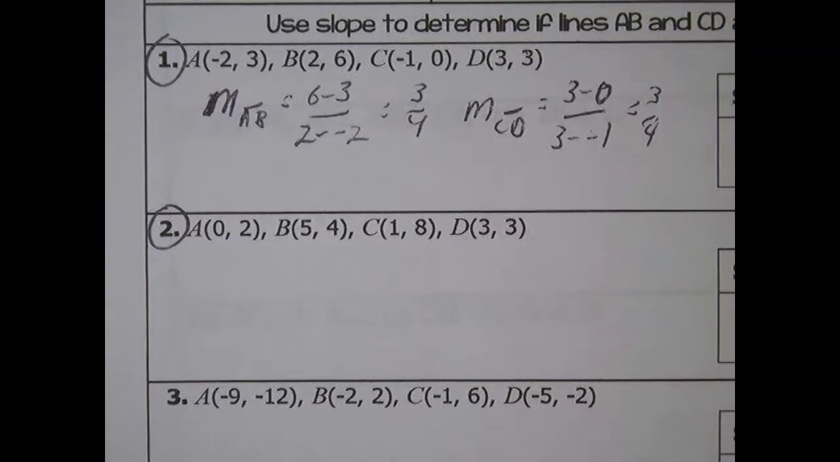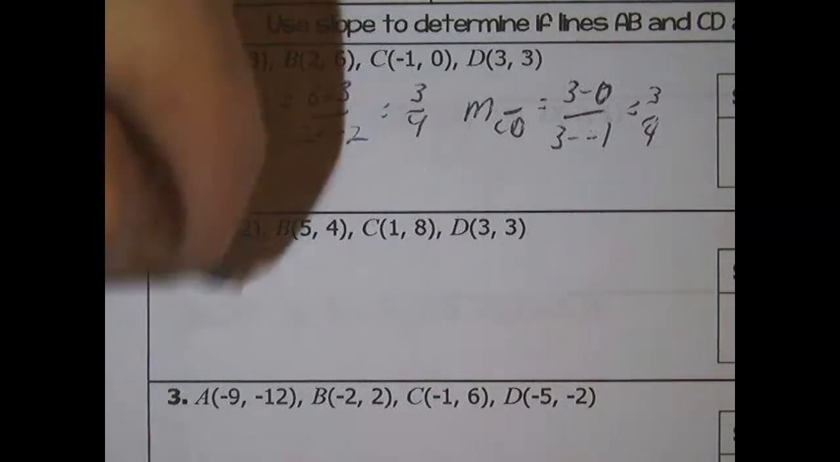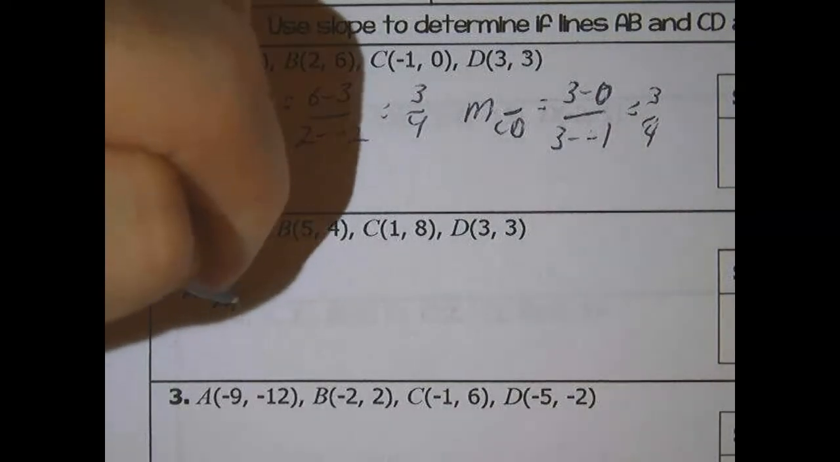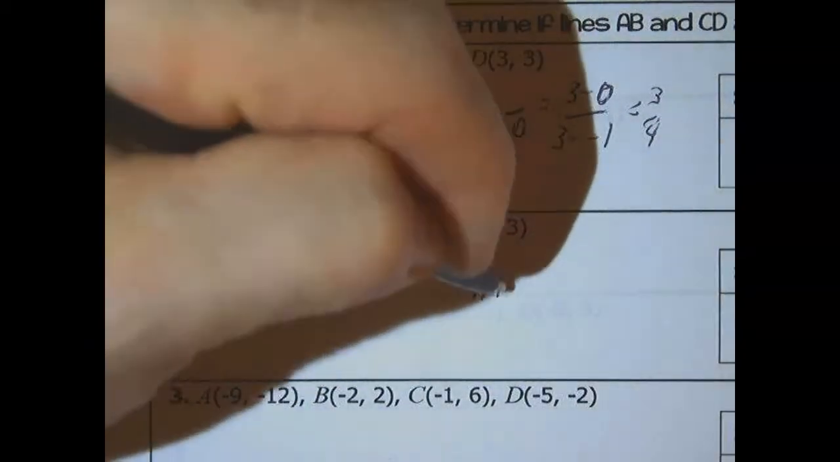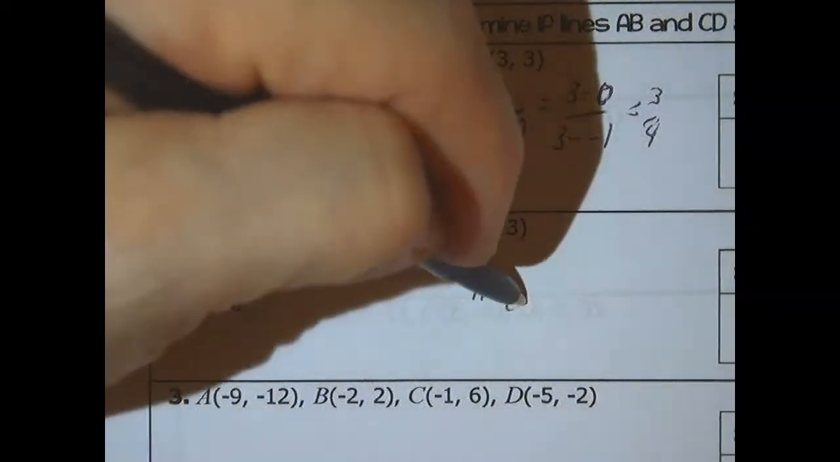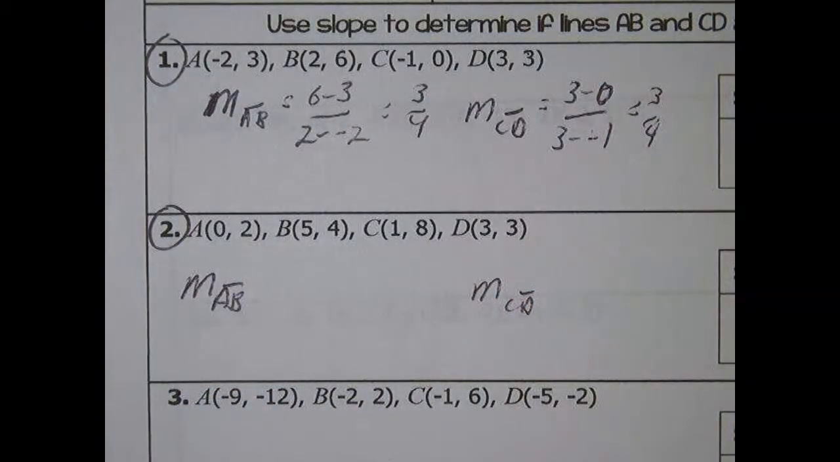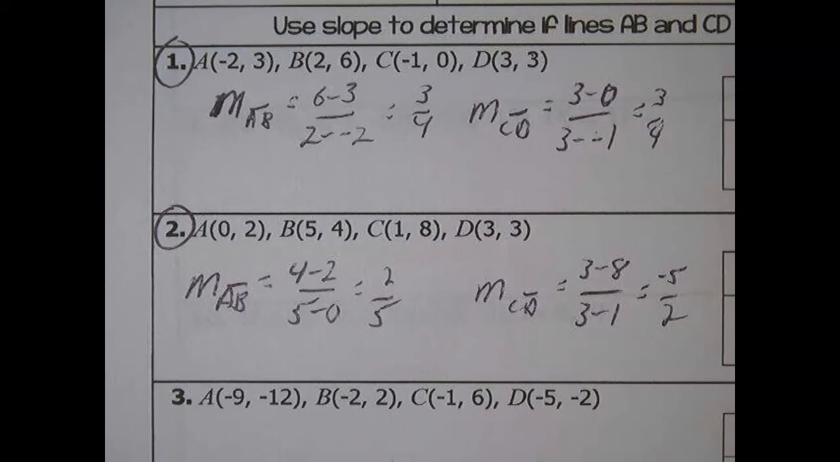Okay? Why don't we try the second one? So let's take a minute. You can pause the video, find the slope of AB. Put it in its space to the right. Then find the slope of CD. And then we'll compare. Okay? So pause the video.